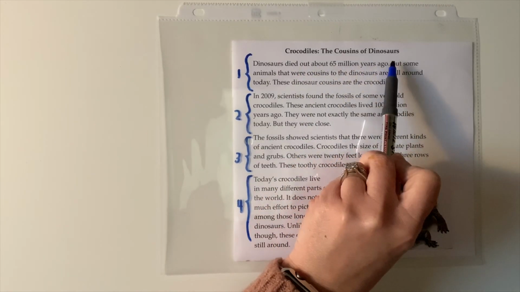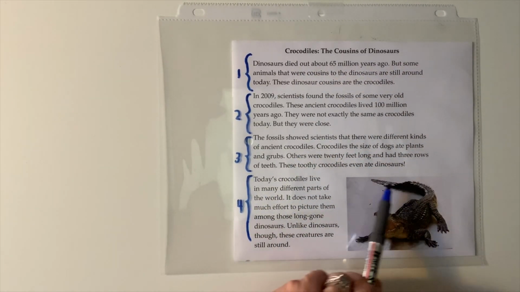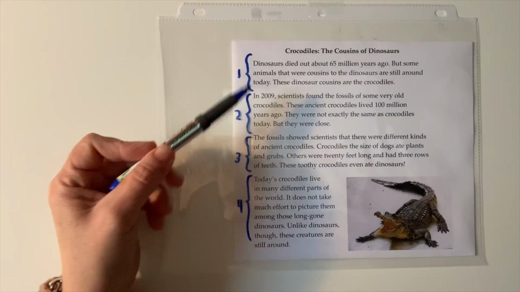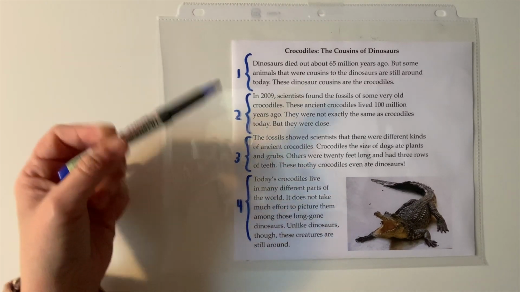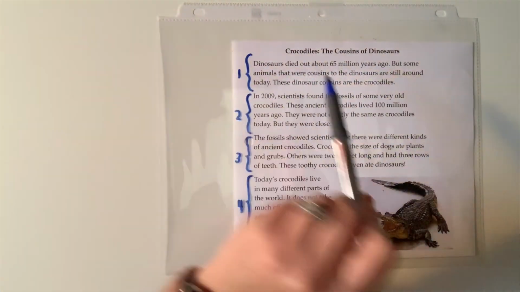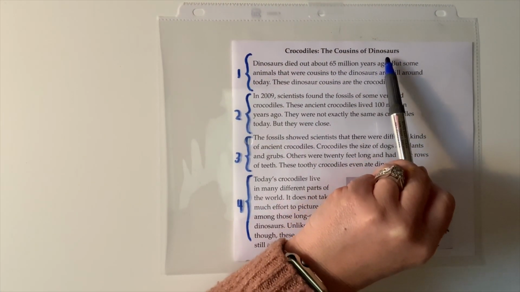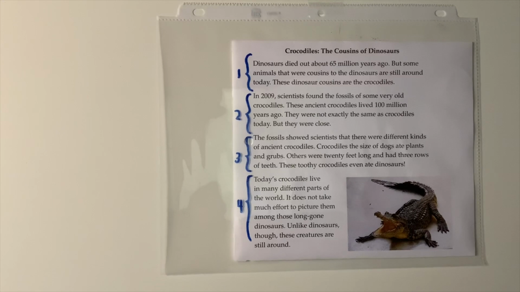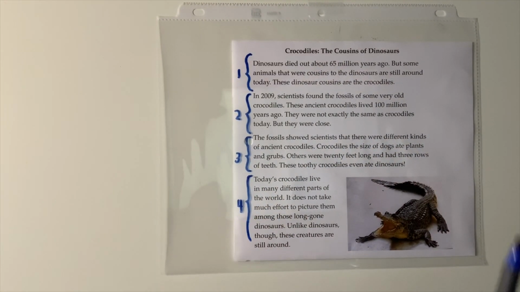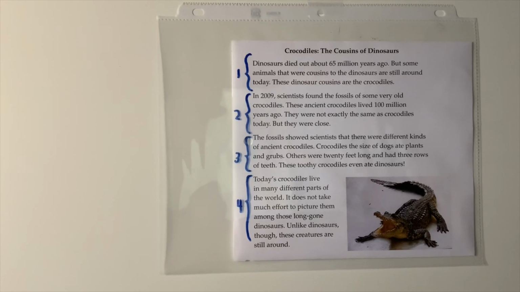So I'm looking at the title and also looking at the photograph. It already gives me some idea and a little bit of the background knowledge as to what this text is going to be about. I know that the crocodiles that I know of that live today are cousins to dinosaurs. Dinosaurs that became extinct long ago. So I can tell there's a connection between the animals of today, crocodiles specifically, and dinosaurs, the prehistoric animals.